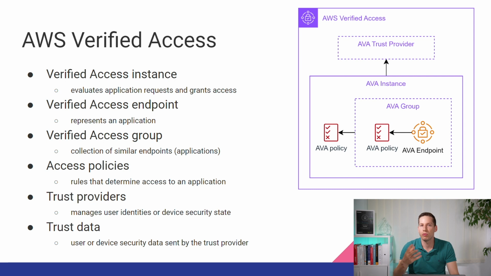Then there are the trust providers. The trust providers are going to be used by Verified Access to get user or device information. Basically, these can be user or device trust providers, for example Keycloak, which we are going to see in an example later. And the trust data is going to be the details sent by the trust provider. This is going to be used by Verified Access, and this is going to be verified against the policies.